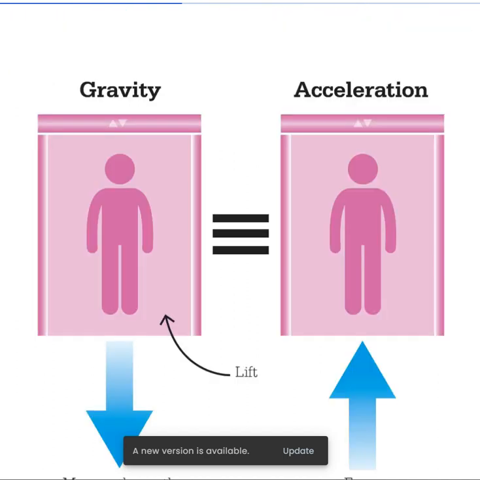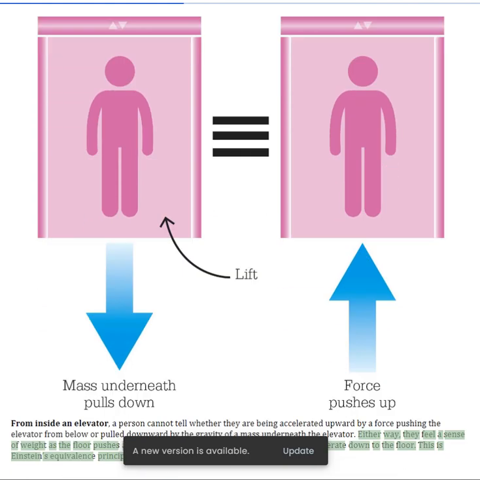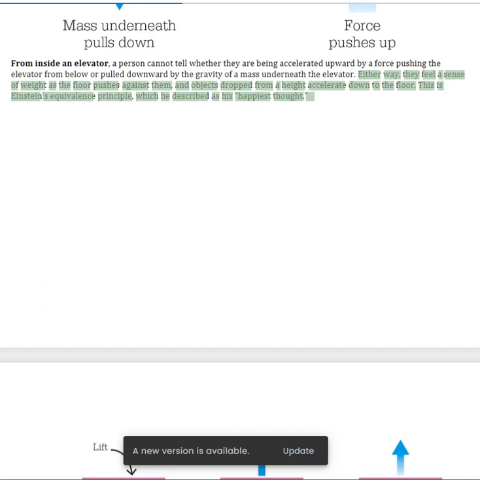From inside an elevator, a person cannot tell whether they are being accelerated upward by a force pushing the elevator from below or pulled downward by the gravity of a mass underneath the elevator. Either way, they feel a sense of weight as the floor pushes against them, and objects dropped from a height accelerate down to the floor. This is Einstein's equivalence principle, which he described as his happiest thought.